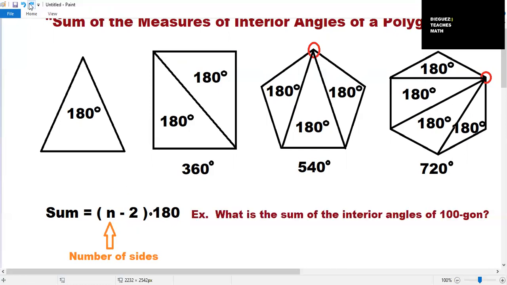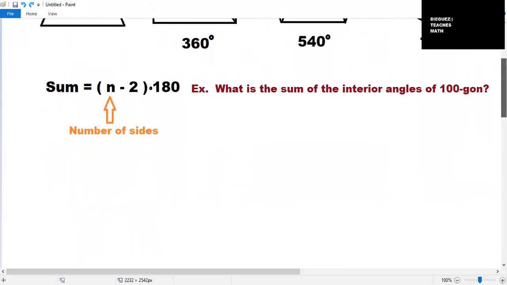Now, what I would like to do is work out an example for you guys. And so, as I said, we have: what is the sum of the interior angles of a 100-gon? So, of course, I don't want to draw a polygon with 100 sides. That's going to be a little bit too much. So I'm going to use my formula, right? So I know that n is 100 sides.